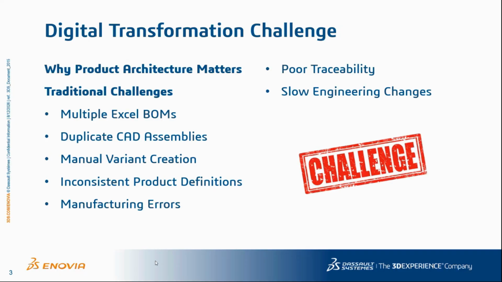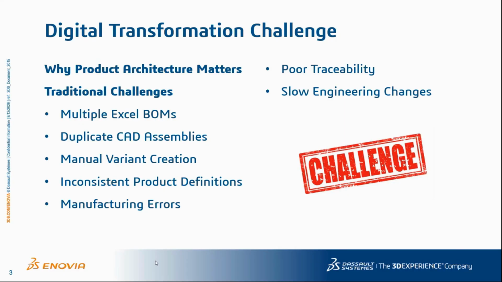So the digital transformation challenge. Why product architecture matters? The traditional challenges which we have when we are looking for a digital transformation. The bills of materials, the BOMs, are still being maintained in Excel sheets or other spreadsheet software. Based on these spreadsheets, you have multiple Excel spreadsheets for each and every product, so you are pretty confused about which is the exact bill of material you are looking for. So you have multiple Excel bills of material.